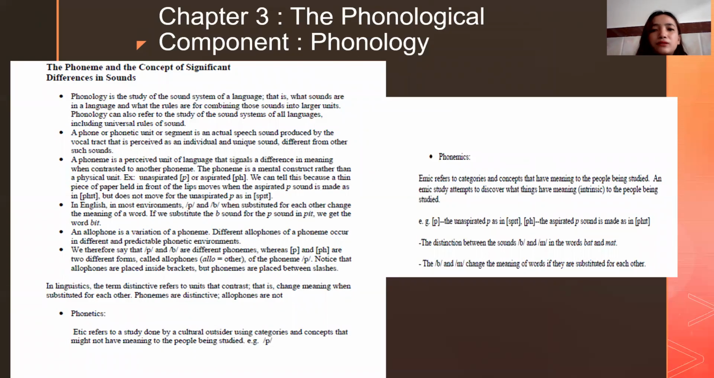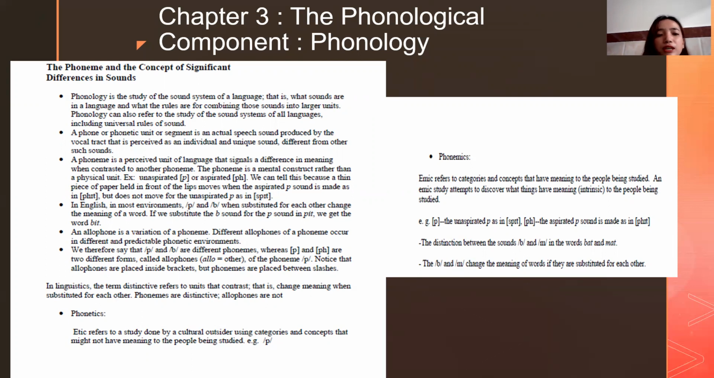Let's talk about chapter 3. We talk about the phonological component of phonology. Okay, so the phoneme and the concept of significant difference in sound. Phonology is the study of the sound system of a language. That is, what sounds are in the language and what rules there are for combining those sounds into larger units. Phonology can also refer to the study of the sound system of all languages, including universal rules of sound.